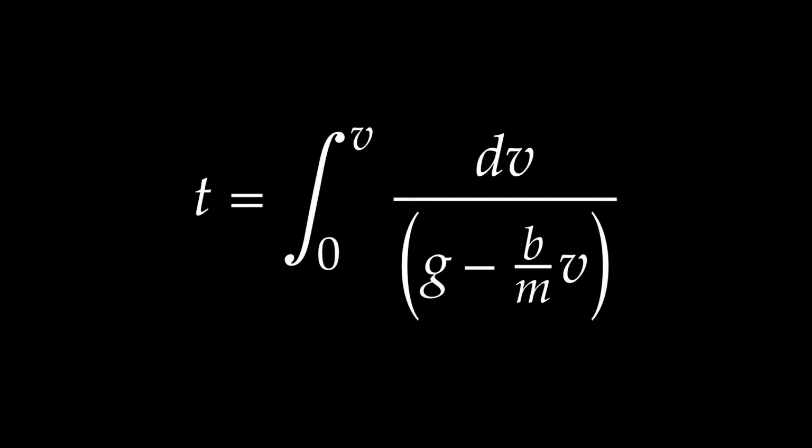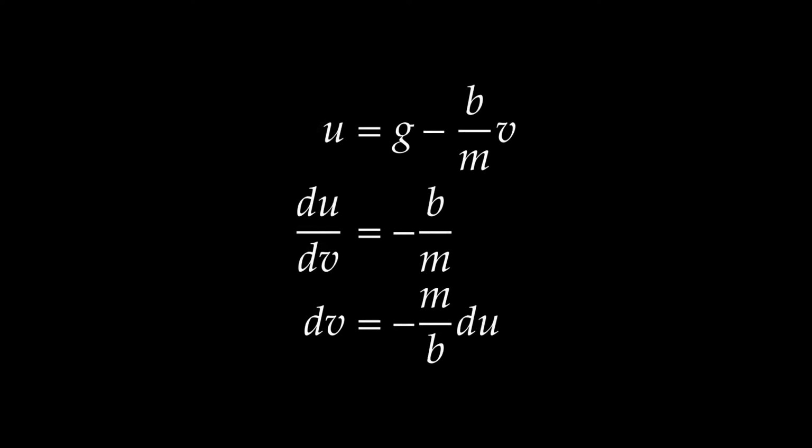With little calculus experience, you might look at that and say, I don't know how to solve that integral, because I look at my integral equation sheet and I don't see anything that matches. I can't solve it because there's a problem. What's the problem? Well, this gobbledygook in the denominator. So I'll say let u be equal to g minus b over m v.